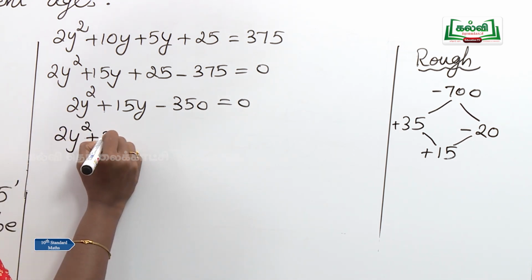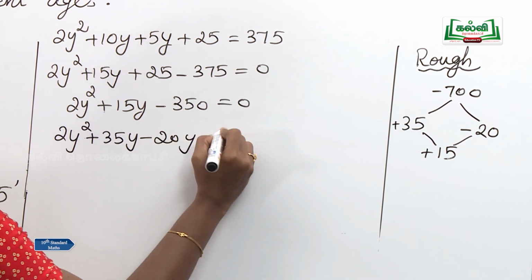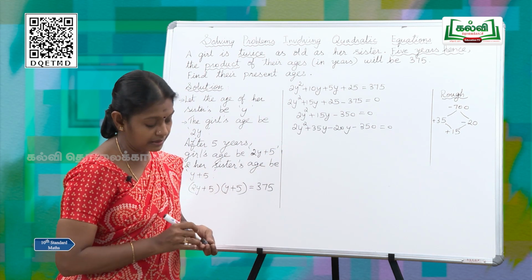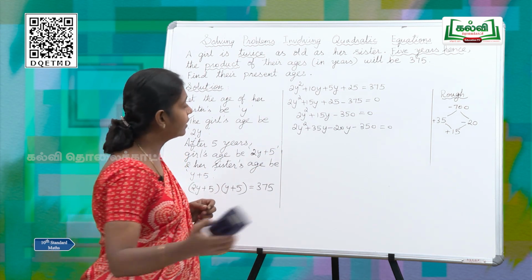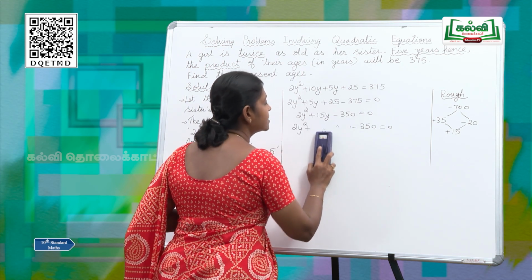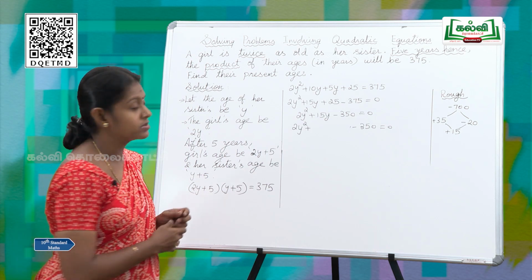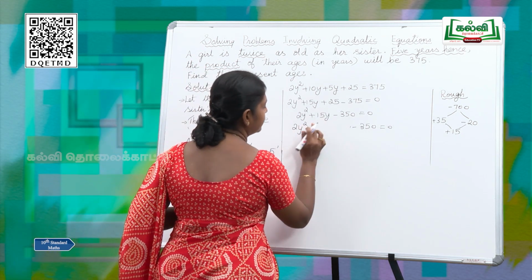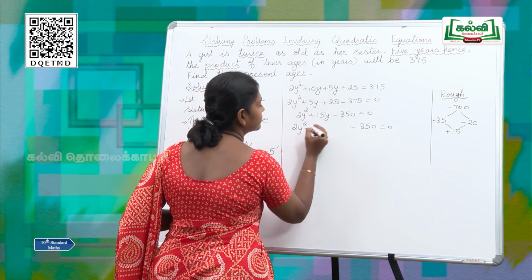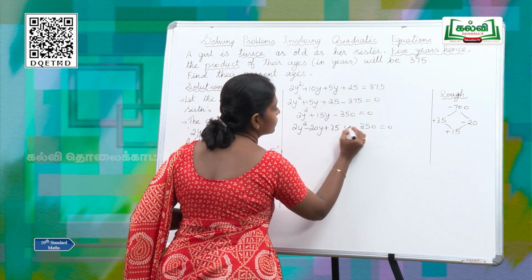So, we have to replace this 15y as 35y minus 20y minus 350 equal to 0. Even you can write like this, otherwise you can change the terms. If I write 20 first then 35, it will be easy to take the common terms. So, first I am just writing minus 20y then plus 35y.